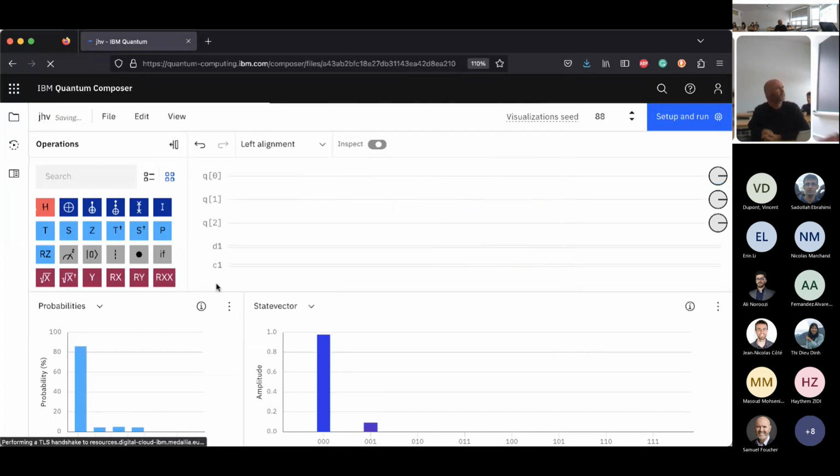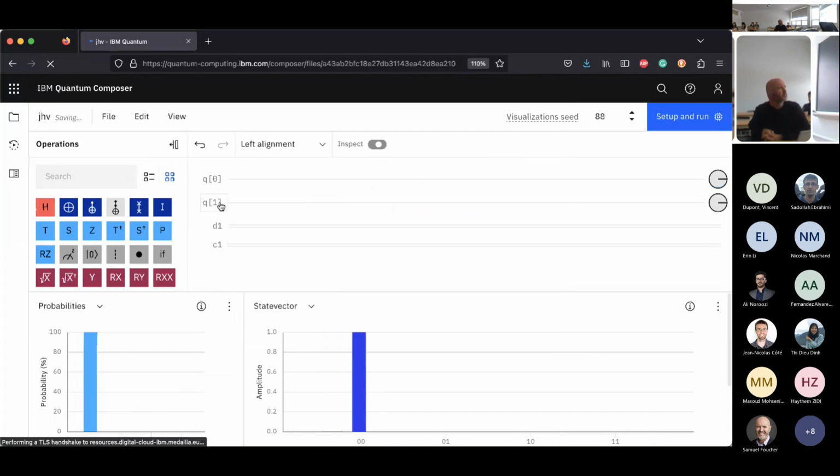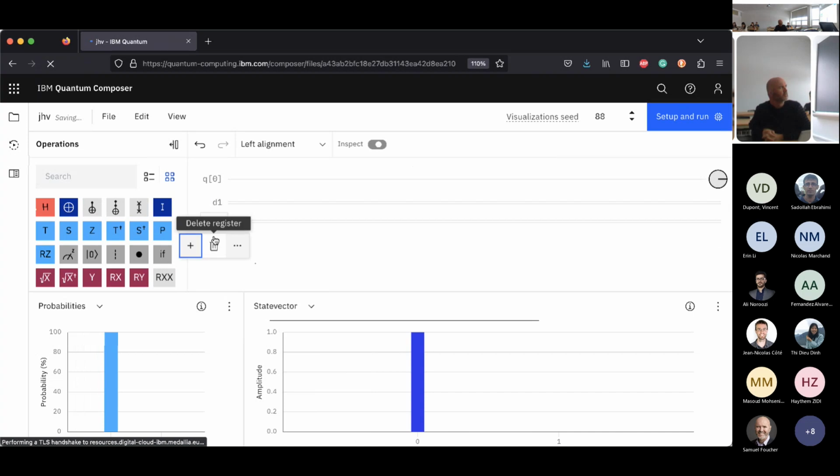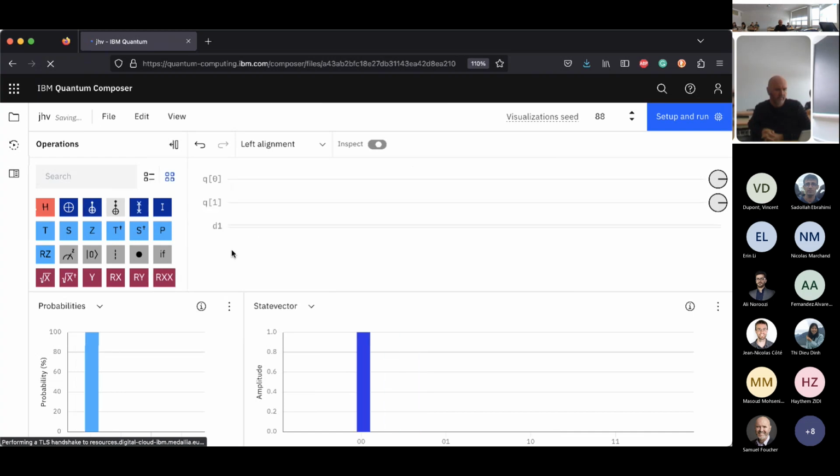Okay, so here's the Composer. Okay, can you all see this? Okay, good. Now, here I start with 2 qubits on 0 state, each one of them.